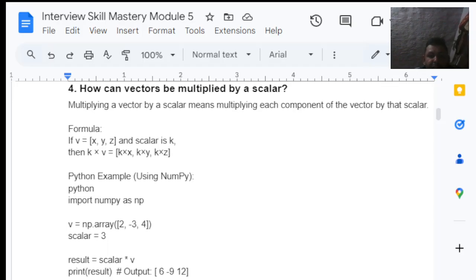So this operation scales the vector, changing its length, not its direction. It only changes the length, not its direction, unless the scalar is negative, which also reverses the direction.